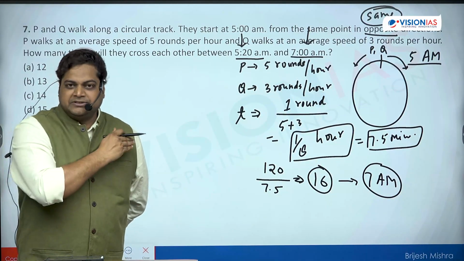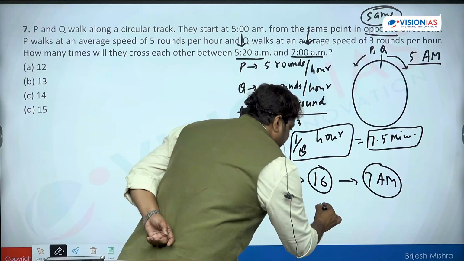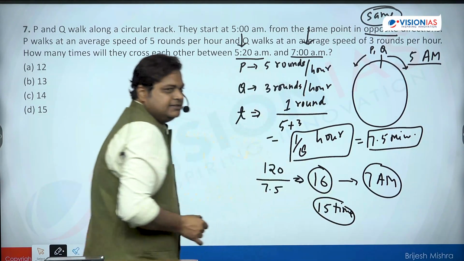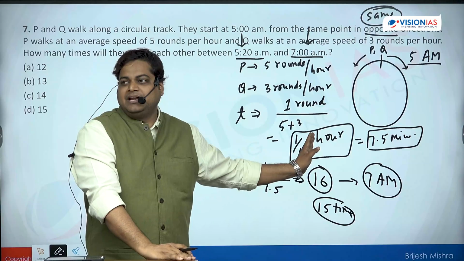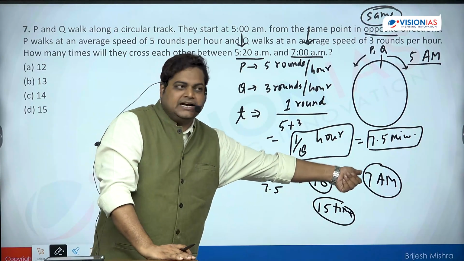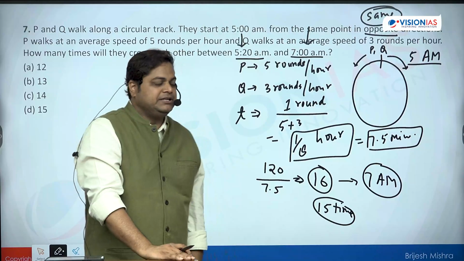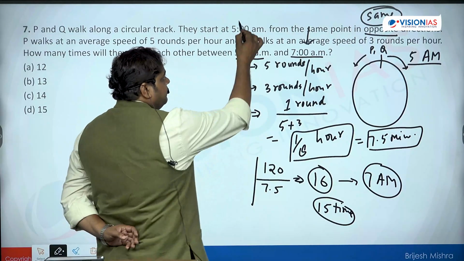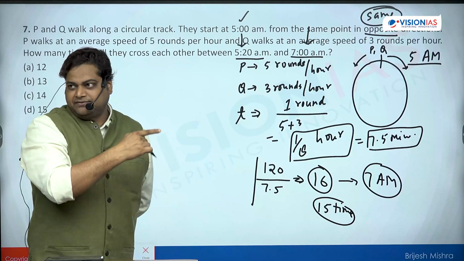So first thing we are going to subtract that. That means 15 times. If we are getting some remainder, that means before 7 a.m. last time they are meeting. But remainder nothing. That means at 7 a.m. they are going to meet each other. 15 times. But this time we are calculating from 5, after 5.